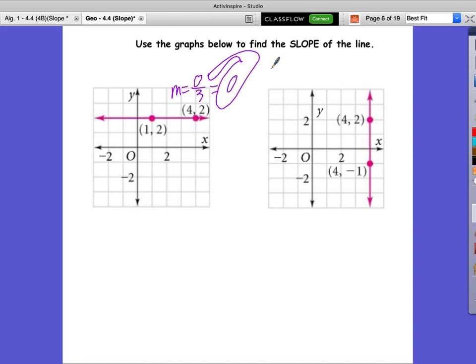Taylor, what's the slope of this line? Undefined. Very good, because our rise is 3 or negative 3 and our run is 0. And anything divided by 0, well, that breaks math, so it's undefined. Do I have to write n equals 0 and n equals undefined? Yes, you would have to write 0 and undefined.